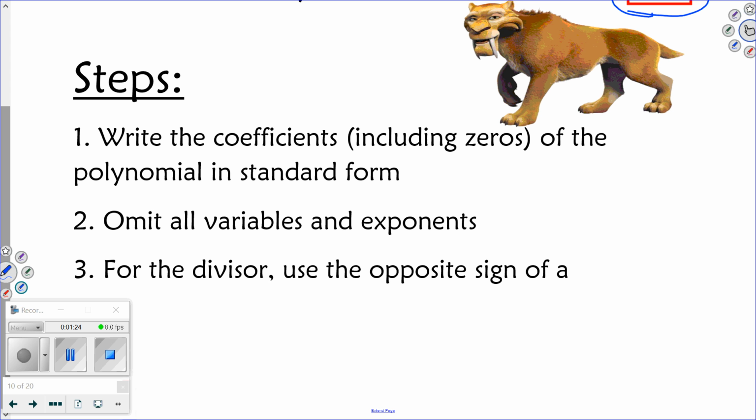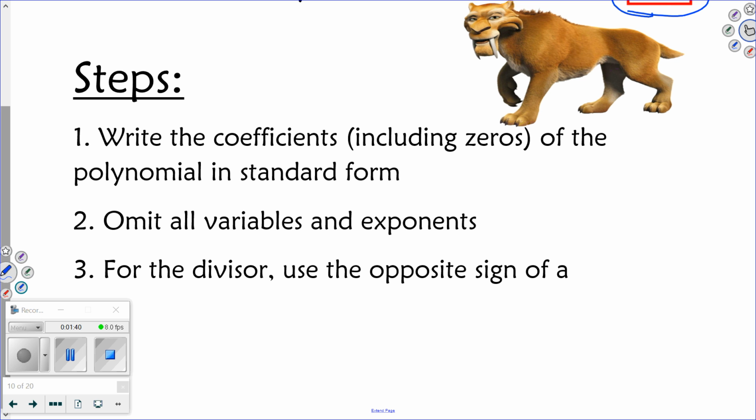All right, so here's your step-by-step how to do this process, and then I'm just going to take you right through it. So first thing, you write the coefficients. What's the coefficient? The number next to your variable, right? So just the number in front, including zeros. That is the only thing that will trip you up when it comes to this.